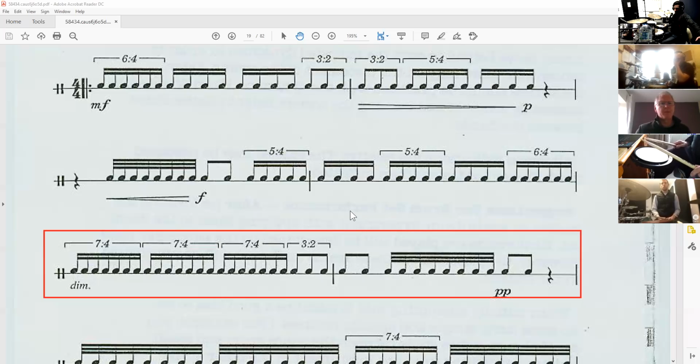1, 2, 3. Go. 1 and the get the 2 and the get the 3 and the get the 4 and the 1 and 3 and the 2 and the 3 and 4. 1, 2, 3, 4. 1 and the get the 2 and the get the 3 and the get the 4 and the 1 and 2 and 2 and 3 and 4. 1, 2, 3, 4. 1 and the get the, sorry, 3 and again. 1 and the get the 2, 3 and the get the 4.